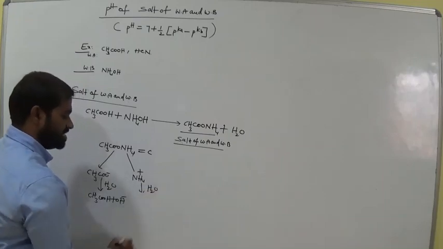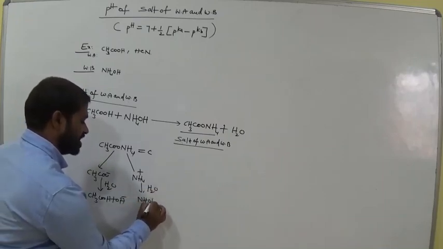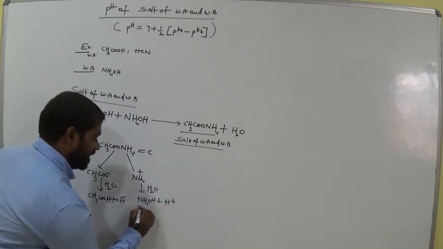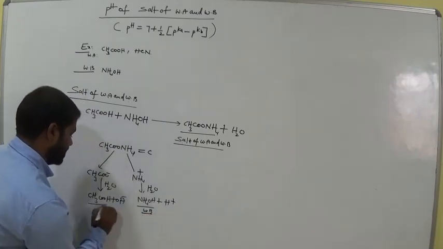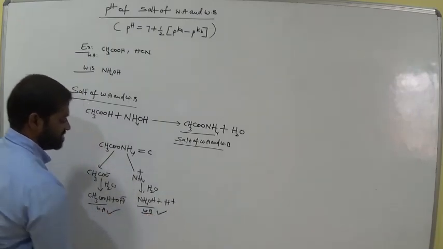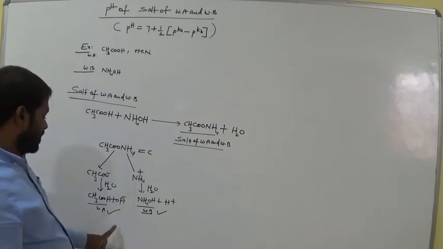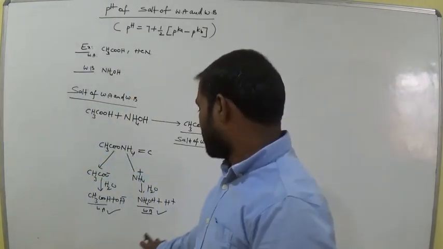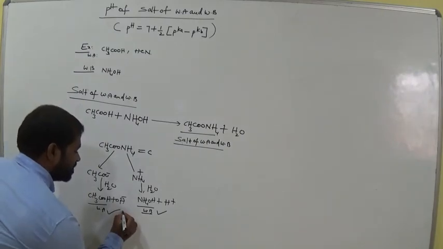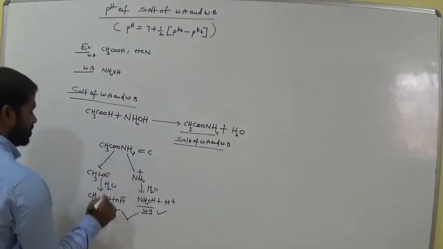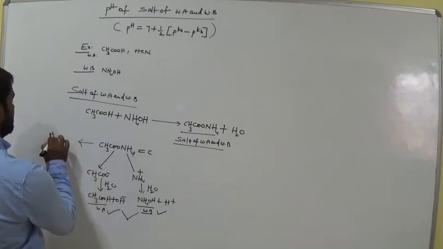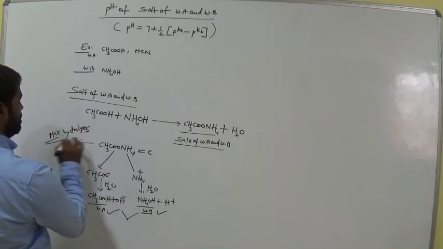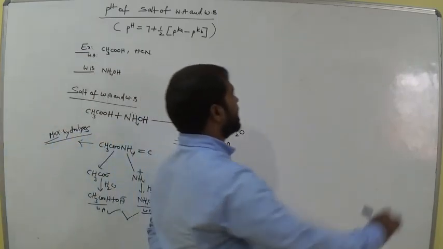And what about this one? It also undergoes hydrolysis. Now it gives NH4OH and H plus. Now this is a weak base and this is a weak acid. Both undergo hydrolysis. Remember this: maximum hydrolysis takes place in this case. The salt of weak acid and weak base undergoes maximum hydrolysis.